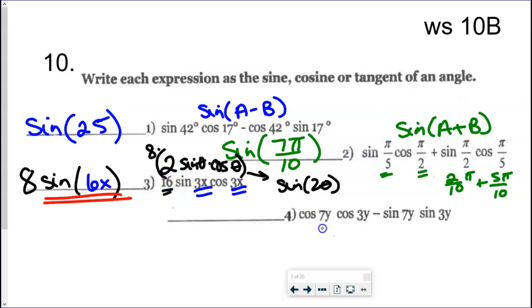My bad. All right, here we got a cosine, cosine minus sine, sine. That simplifies down to the cosine of, and cosine's weird, it does the opposite sign, so a plus b. So if I add together my a and b, I get 10y. So this is cosine of 10y. And obviously that doesn't simplify any further, so we be done.